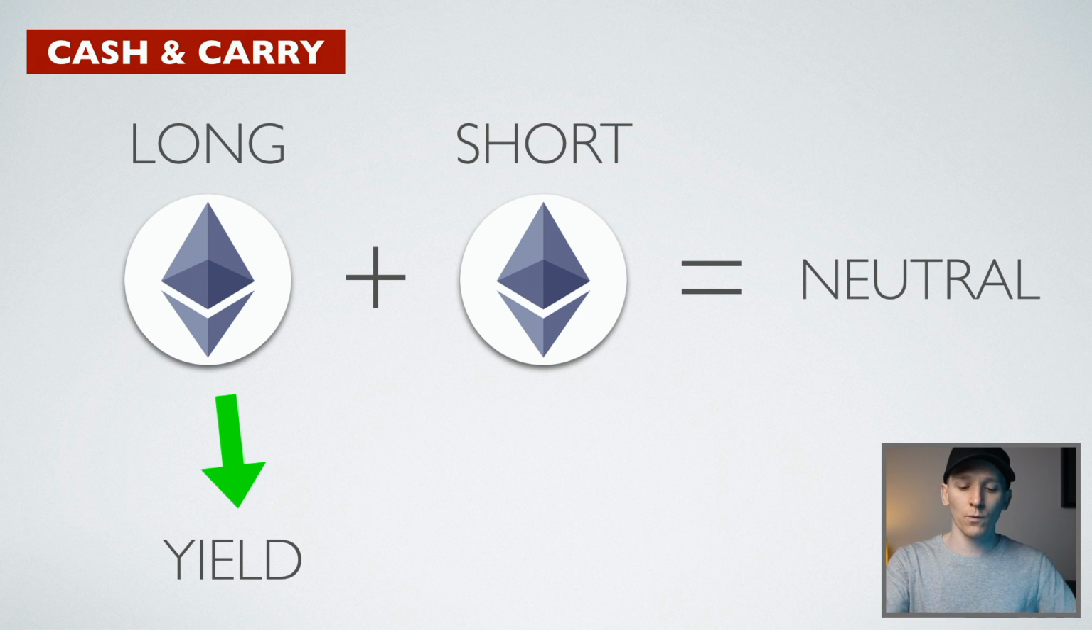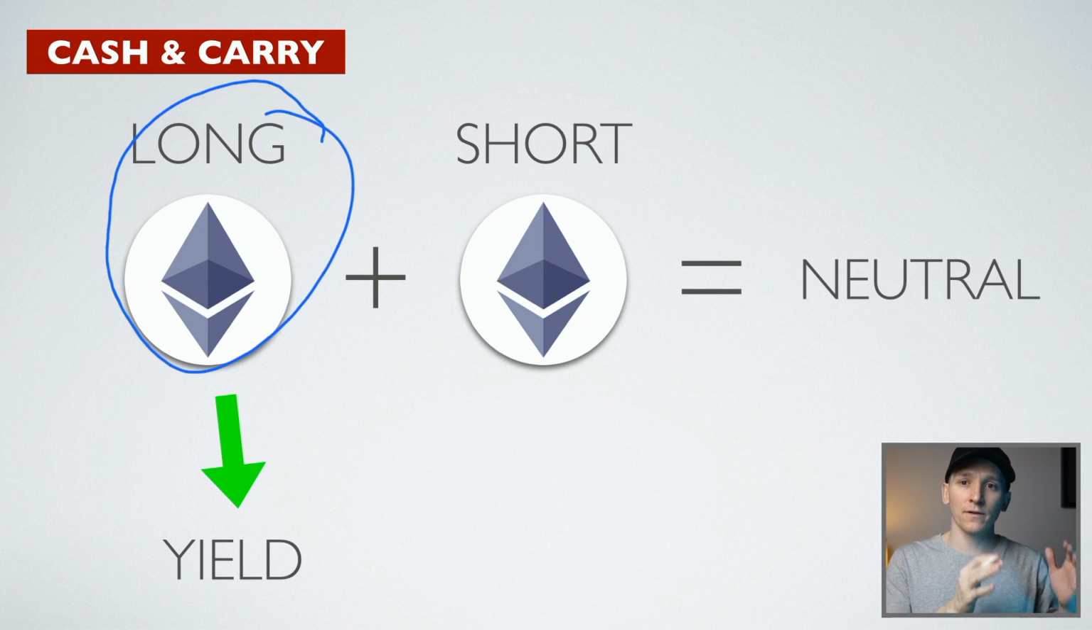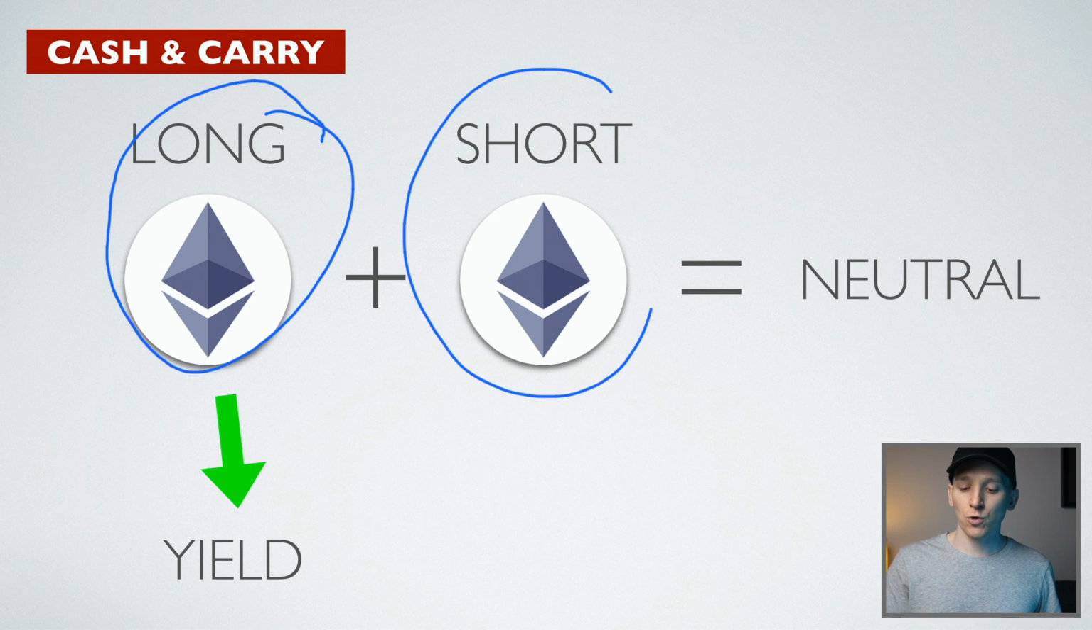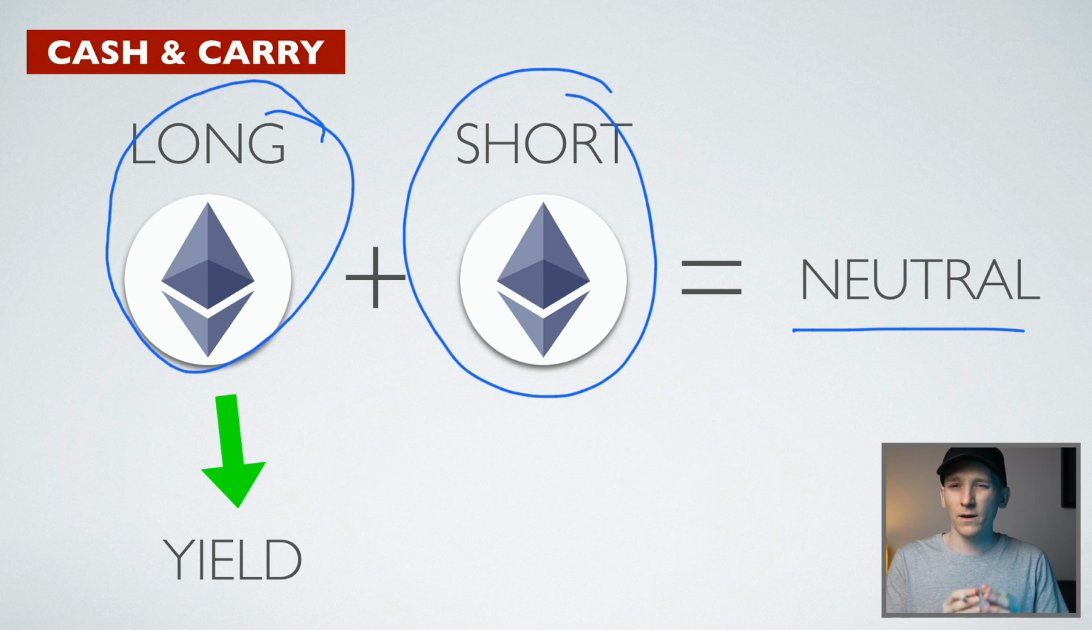How does a cash and carry work? As you can see here, you take a long position in the spot market, and so you buy a long actual position of the crypto. Got Ethereum here, but it could be others. Then you take a short position of the exact same amount in the futures market, and you can do that with crypto. The resulting trade is a delta neutral trade, meaning that in theory, our long and short positions cancel each other out.